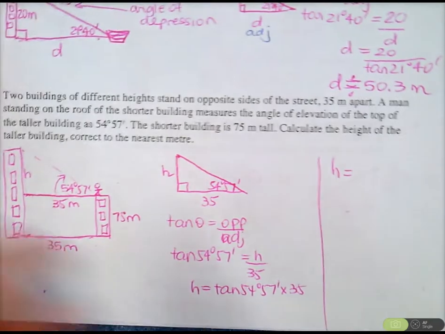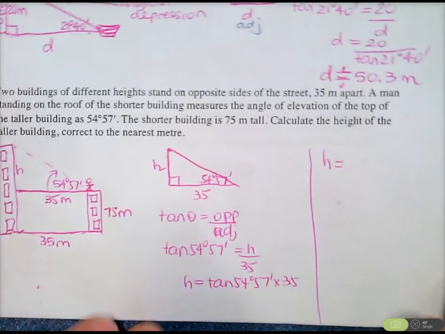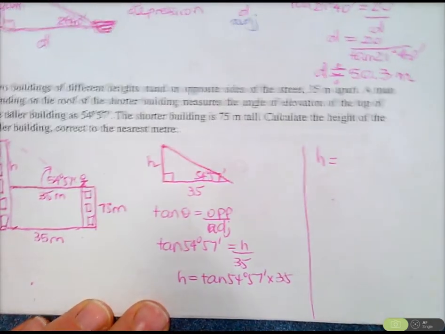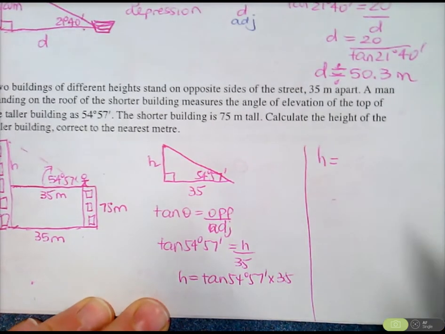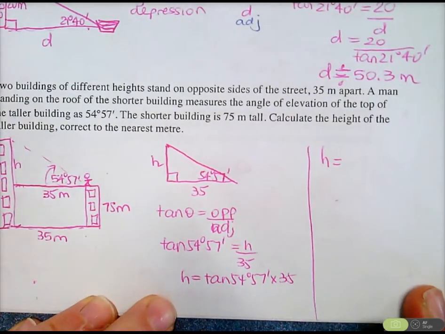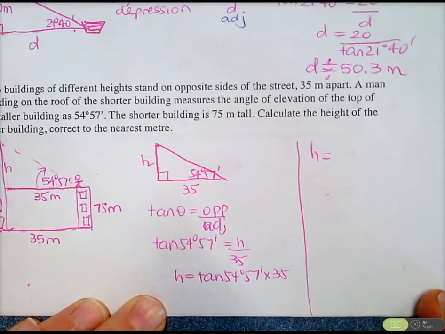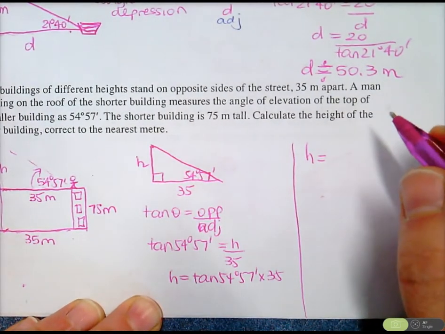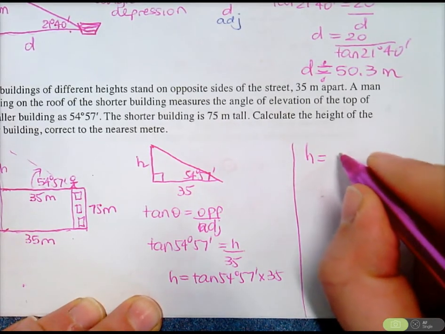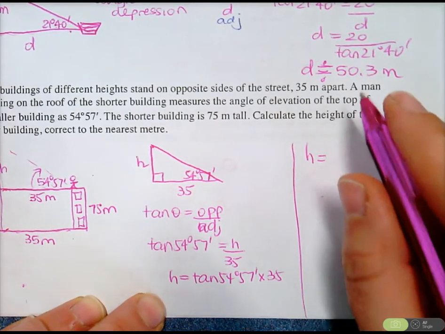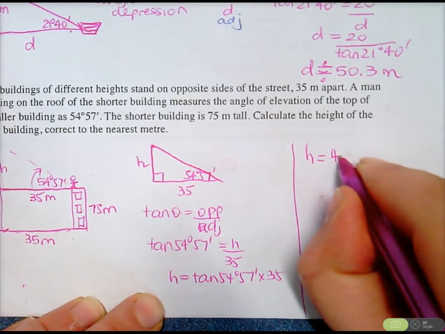Therefore, girls, you need to read your questions very carefully in exams. Once you've done it, you should read the question again, because sometimes you'll forget to add that 75 at the end if you don't reread the question. So what do we get? h is what? What do we get? 47. Someone said 47. 49. All right. I need two people at least with the same answer. 40.